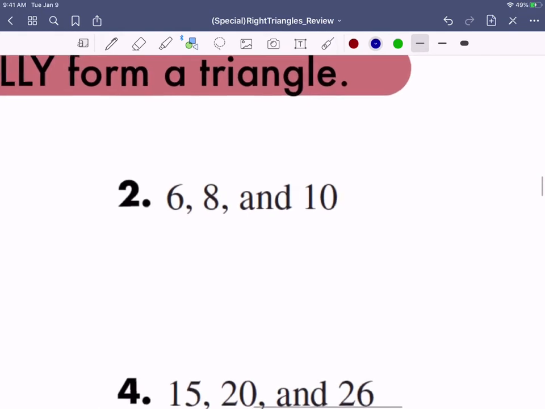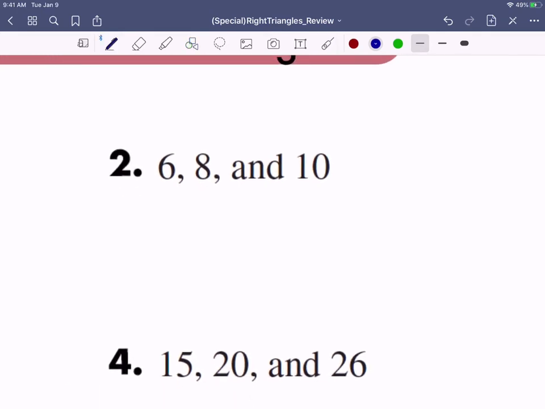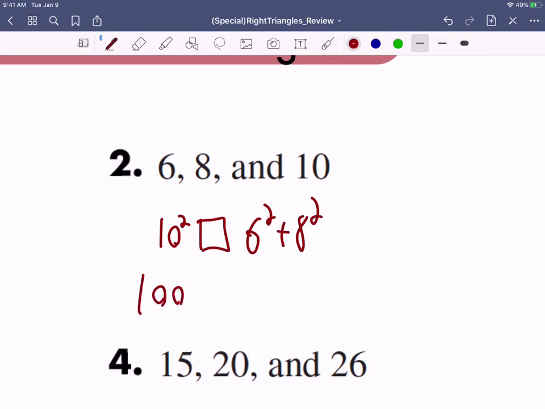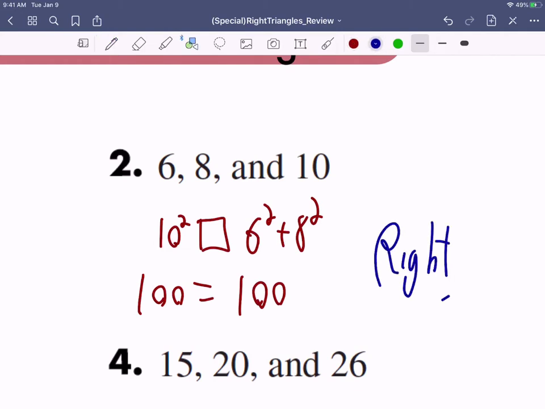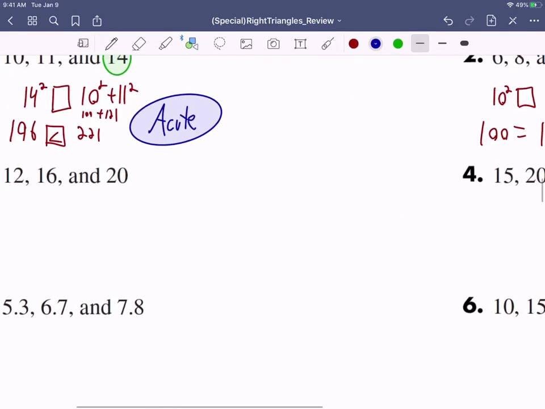Welcome back. All right, so this one's actually a Pythagorean triple. It's 6, 8, 10. So we know it's a right triangle, but just for giggles, let's watch it happen. So it's going to be 10 squared blank 6 squared plus 8 squared. This is 100. Is 36 plus 64 100? Yes, it equals. So that means we have a right triangle. Moving on.